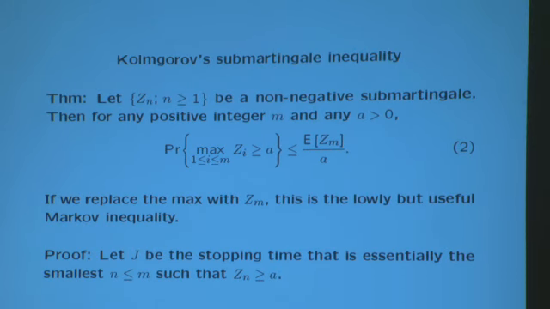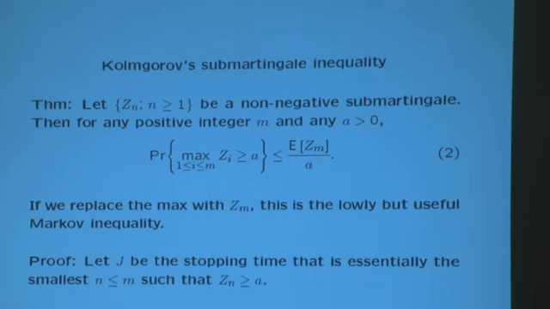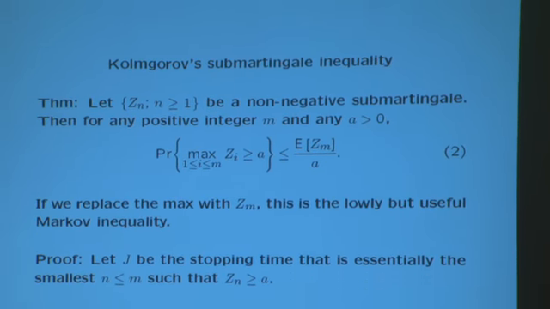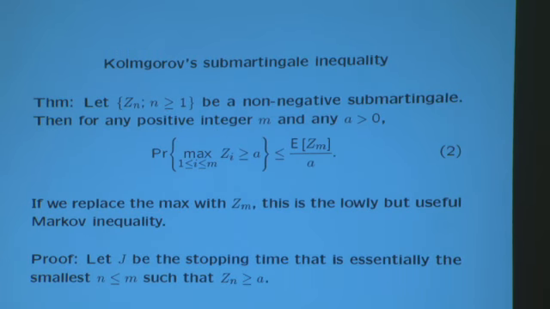And if you go further in martingales, you find that this is just an absolutely major theorem which comes up all the time. And it's wonderful because it's so simple. Okay, so let Z sub n be a non-negative submartingale. Then for any positive integer m and any number a bigger than 0, the probability that the maximum of the first m terms of this martingale is greater than or equal to a is less than or equal to the expected value of Z sub m divided by a.